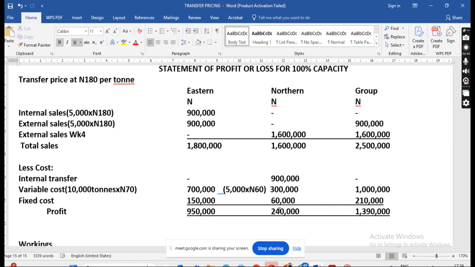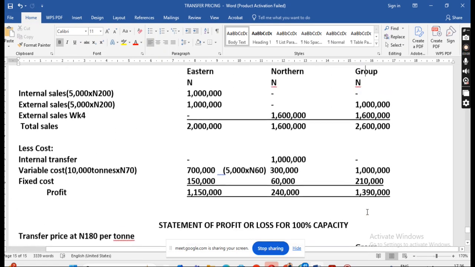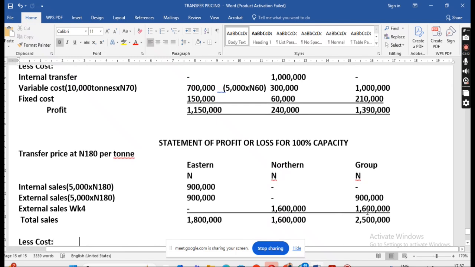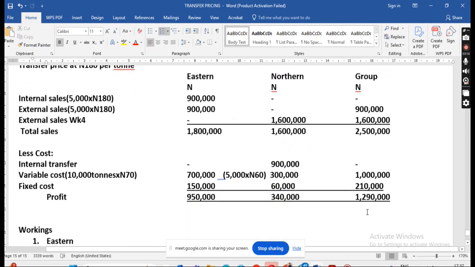340. 1,290 for blue. Then 1219. Okay, this is all about what they say we should do based on that, right? This is all about what they say we should do.